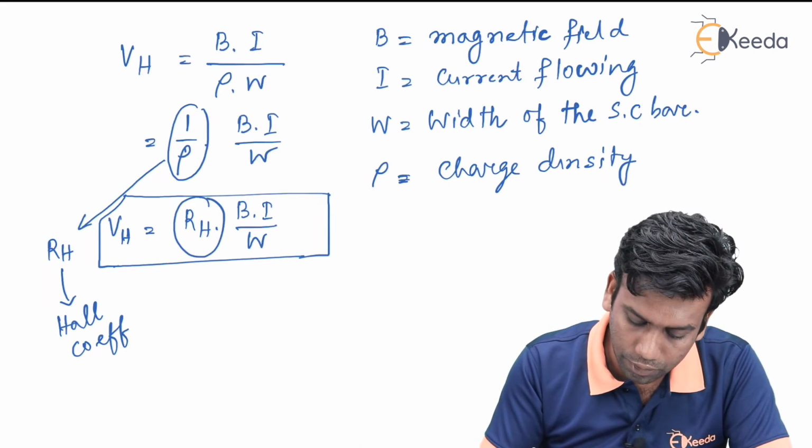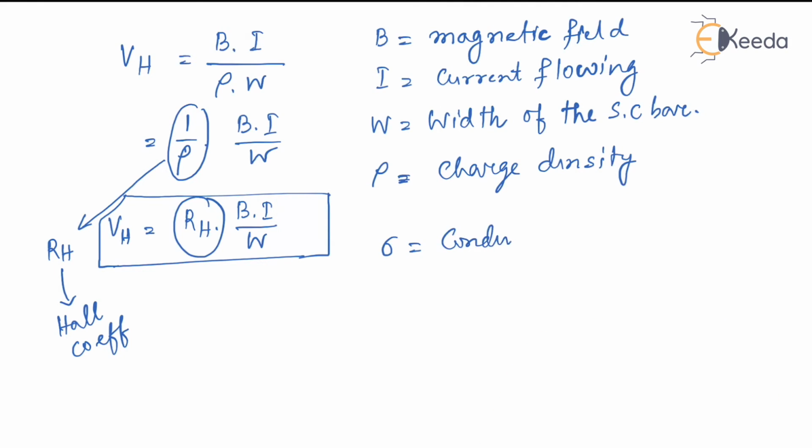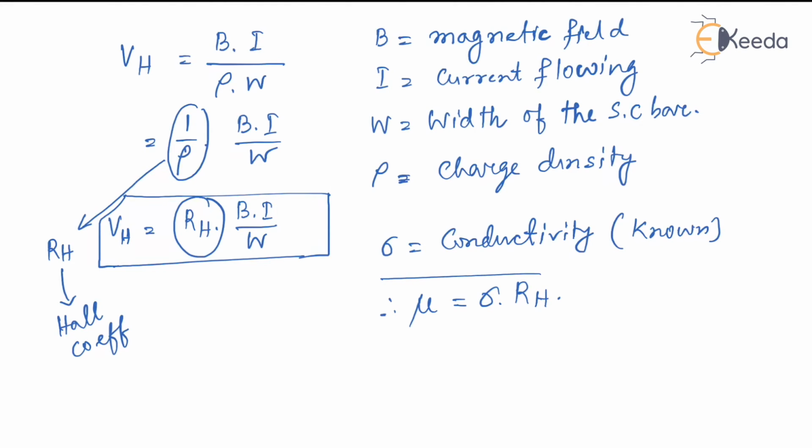Now, if we know the conductivity, that is sigma, if this conductivity is known for a semiconductor material, then we can find the mobility of the charge carriers: mu equals sigma into RH, where mu is the mobility and RH is the Hall coefficient of the semiconductor.